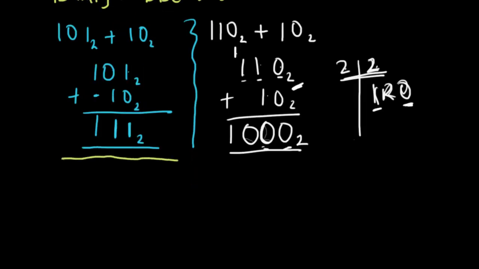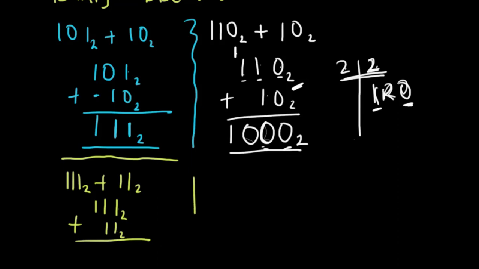Now this time around, I have 111 in base 2 plus 11 in base 2. Now let's do this. 111 base 2 plus 11 in base 2. 1 plus 1 is 2. I can't write 2 because each of the digits is expected to be less than 2. So I divide. I divide by the base, which is 2. 2 divided by 2 is 1, remainder 0.